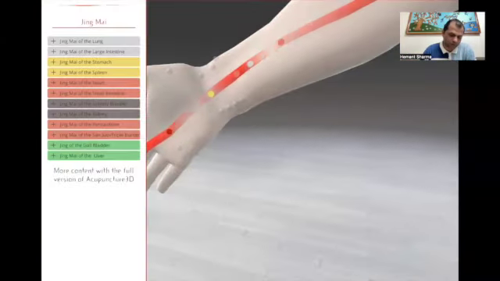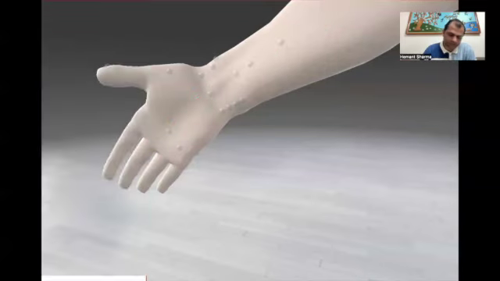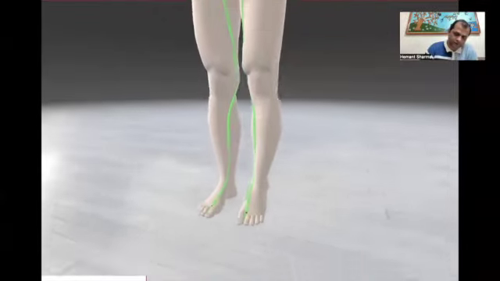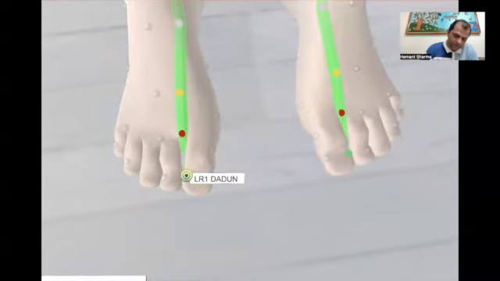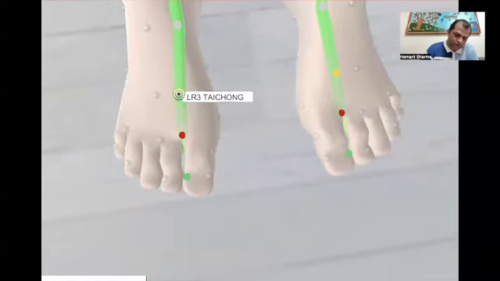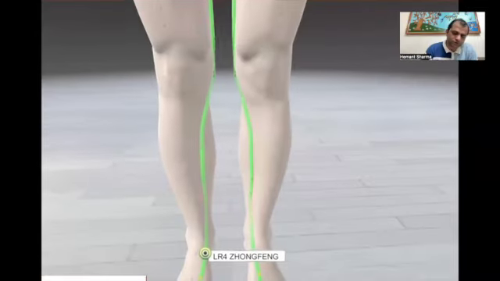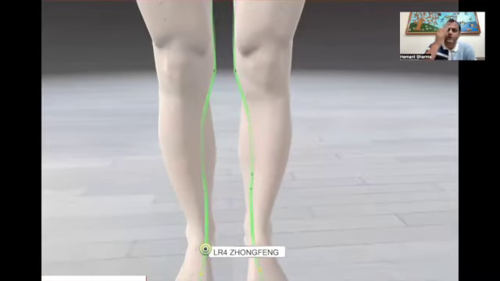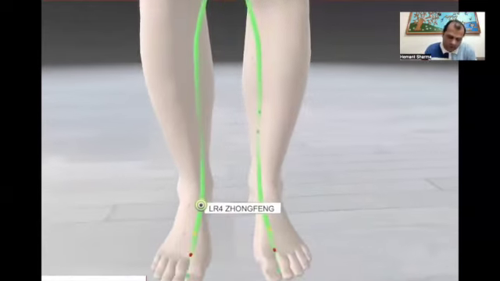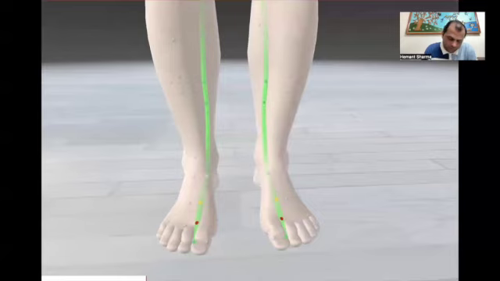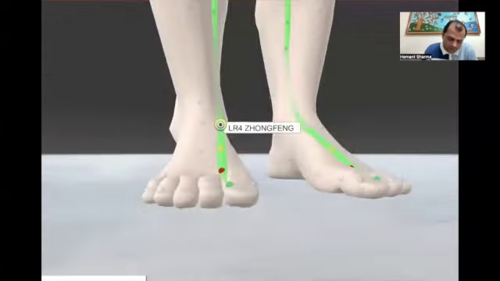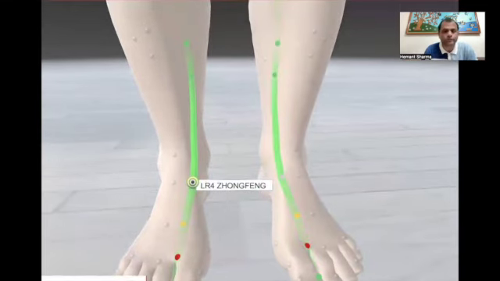Where is the liver? The liver meridian is here. This is the liver meridian. We can see liver 1, liver 2, liver 3, liver 4. The liver meridian is this. So we are going to treat in the liver. In this way, one patient is telling you, I am having ankle pain at liver 4 here. Okay, this person is having ankle pain at liver 4.